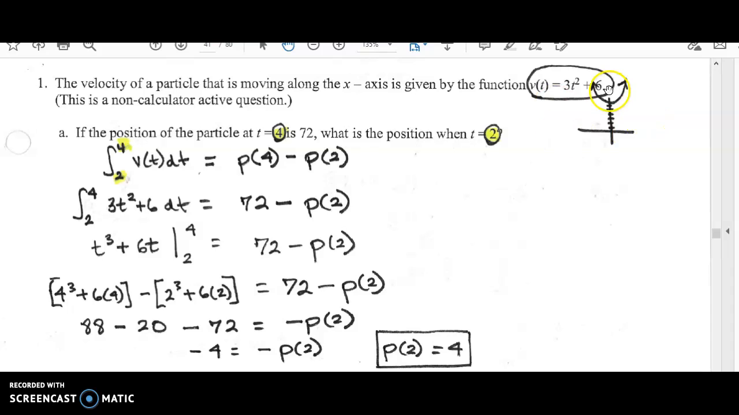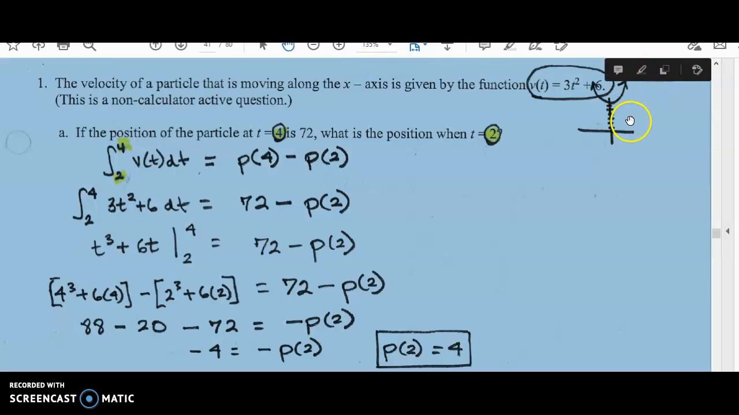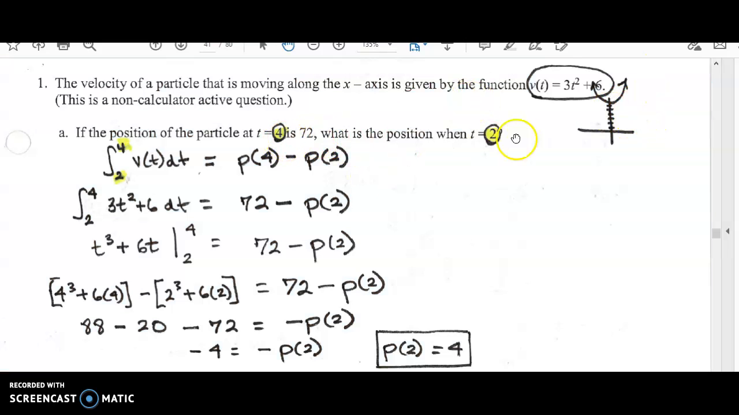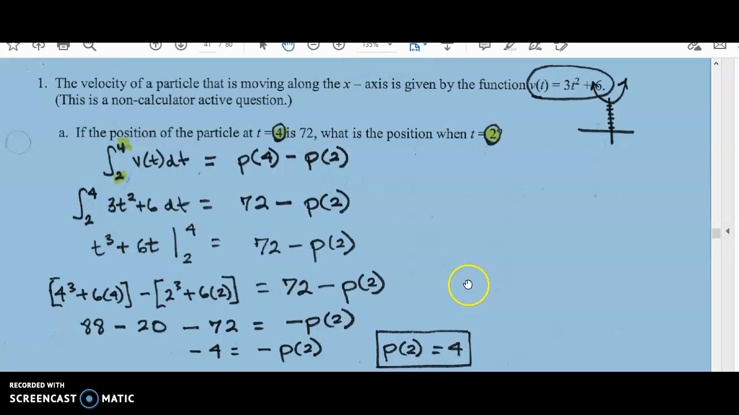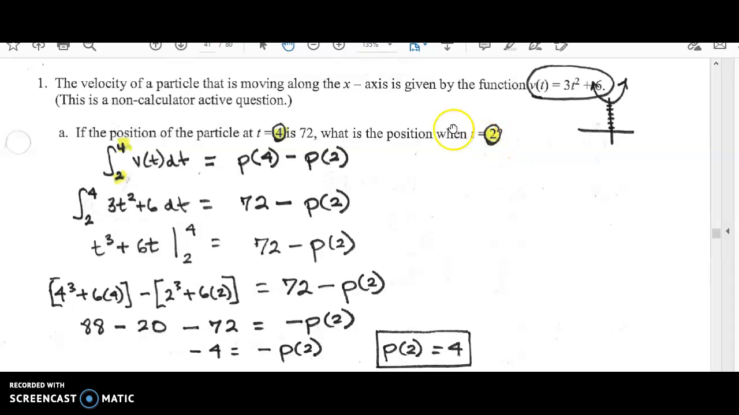Now, I did want to show you the answer key anyway, because what I don't really like about this problem is that the velocity is always positive. So if the velocity is always positive, that means the particle is always moving to the right. Now, you might be sitting there and say, well, if it's always moving to the right, how come we got such a small answer here? Well, remember, at t equals 2, that's further on the left than this. So we should have an answer for 2 that is smaller than 72. Because the velocity is always positive, so the particle is always moving to the right.